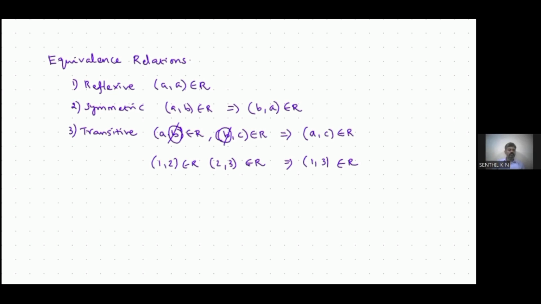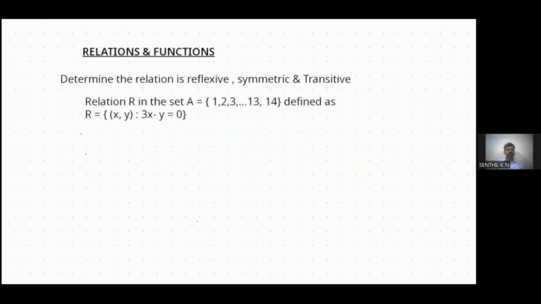Now we can see a question from the first exercise. Determine whether the relation is reflexive, symmetric, and transitive. The relation is defined on the set A, which has the elements 1, 2, 3, and so on up to 14. R is equal to the set of (x, y) such that 3x minus y equals 0. Every (x, y) should satisfy this equation, then only we can say it is a relation.